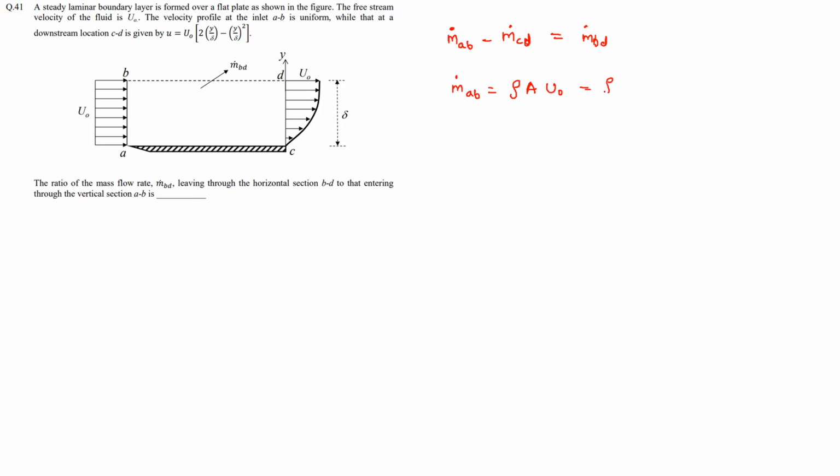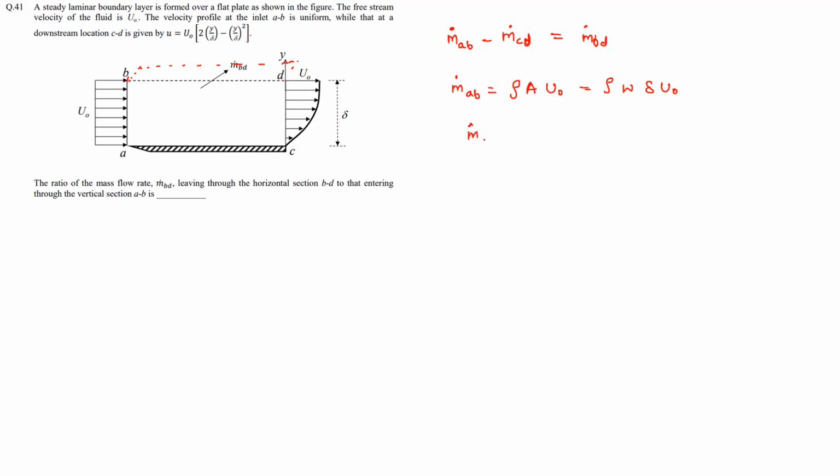Now the area for this is, let's assume some kind of thickness w. So in this dimension you will have some thickness w here, and then delta is given to you, so that becomes the cross sectional area, and then u naught is there. So this is your m dot AB. Now things were simple here because the velocity was not varying with any of the space dimensions.